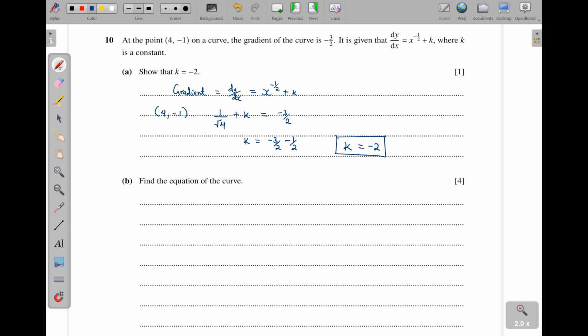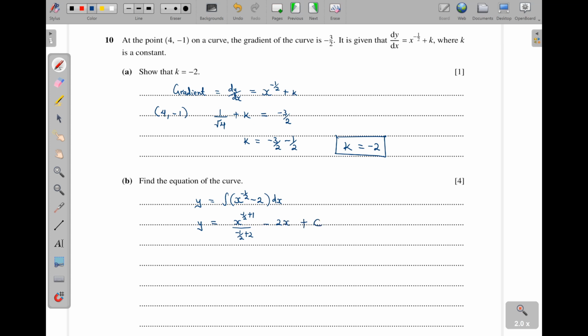So to find the equation of the curve, we need to integrate. So y is equal to the integral of dy/dx, which is x to the power -1/2, and then our k is -2. So we just put it there like that, dx. When we integrate, we increase the power by 1, then we divide by that new power. Of course, here, that -2 has x to the power of 0. So when you increase the power by 1 and divide by that new power, you will automatically get x. So we shall have x here and then plus c.